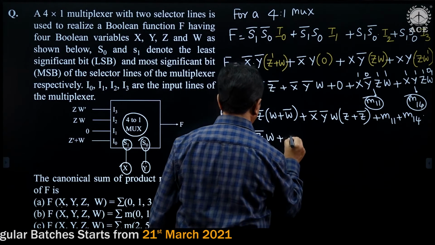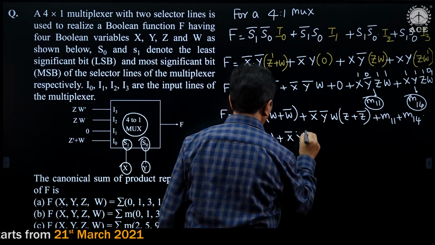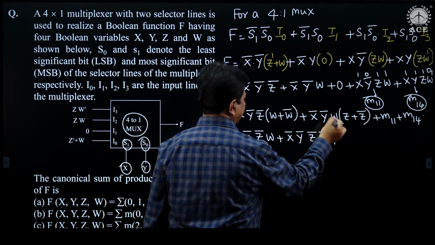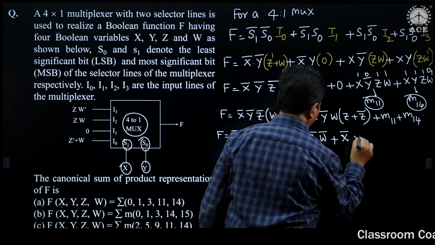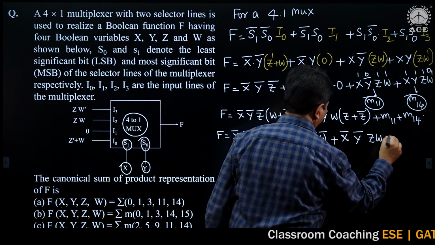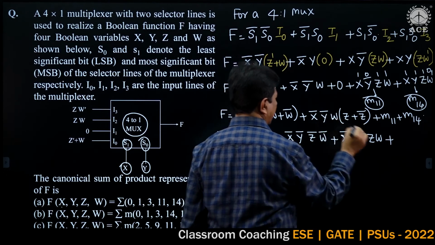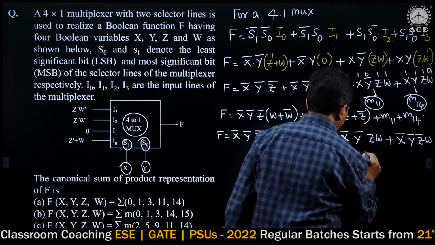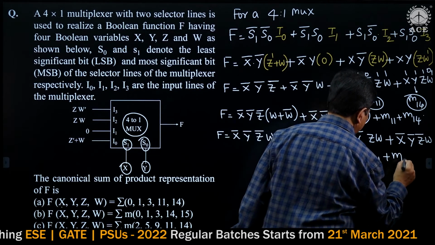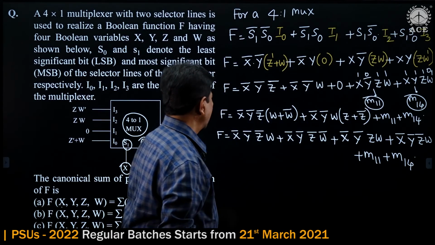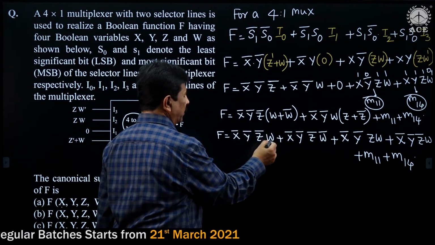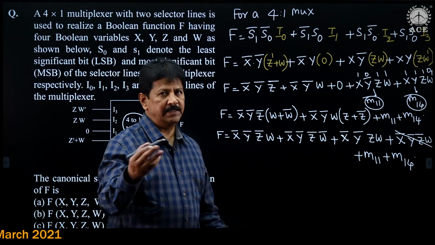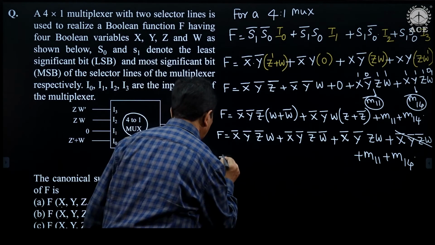So according to that, let me write it. Next one is x bar, y bar, z bar, w bar plus here x bar, y bar, z, w. Next one x bar, y bar, z bar, w plus minterm number 11 and minterm number 14. That's it. You can see x bar, y bar, z bar, w has come 2 times. So one you can cancel it because minterm 1 plus minterm 1 is minterm 1 only. So you cancel it.